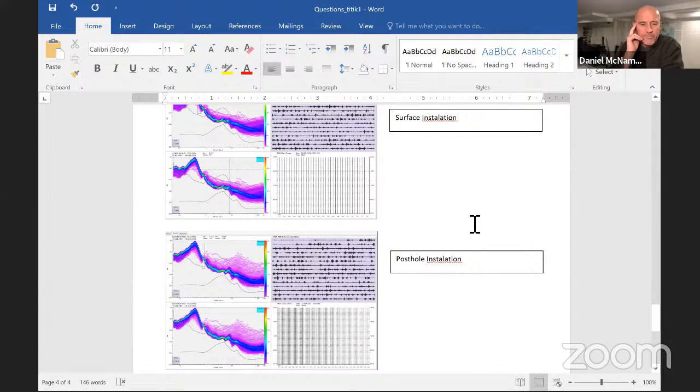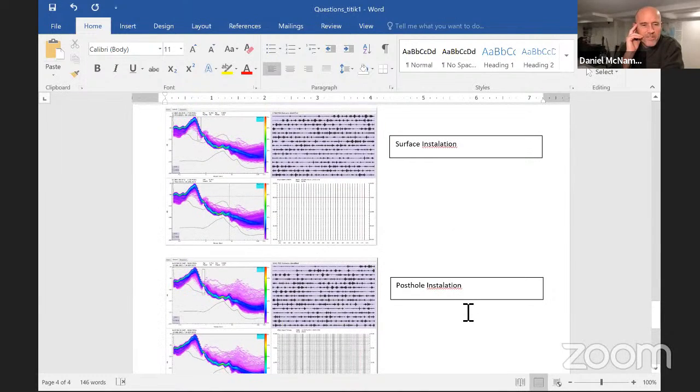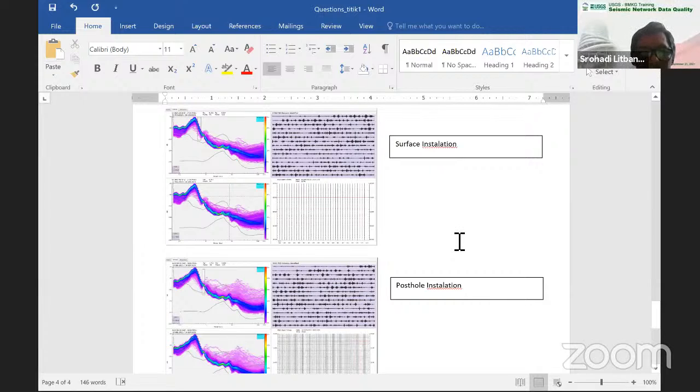Do you know how deep the post hole is? I think it does not improve the quality of the data. How many meters of depth is the post hole, Mbak Titi?